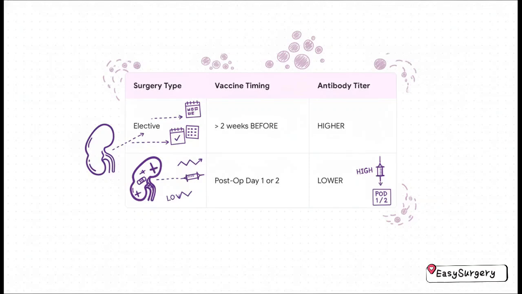And timing? Timing is literally everything here. If you're doing an elective splenectomy, you have to vaccinate the patient at least 2 weeks before the surgery. Letting the vaccine take effect while the spleen is still in the body generates much higher, more protective antibody titers. But if it's an emergency trauma splenectomy, you obviously don't have that luxury. You just have to give the vaccines on post-op day 1 or 2 as soon as humanly possible, even though you know those antibody titers are going to be a lot lower.